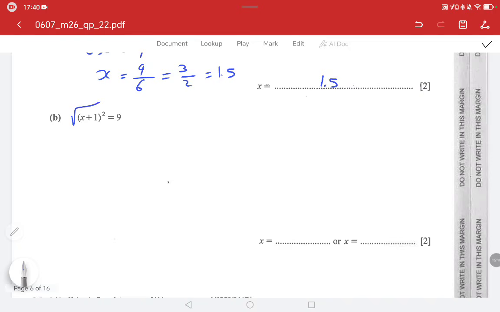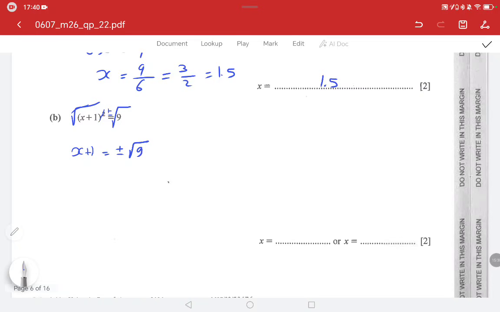So if you take the square root of this one and the square root of the other one, don't forget that on the other side, it's plus or minus. So it will be x plus 1 equals plus or minus the square root of 9. Take care, usually when you have a square and you want to find the square root, the answer is plus or minus.